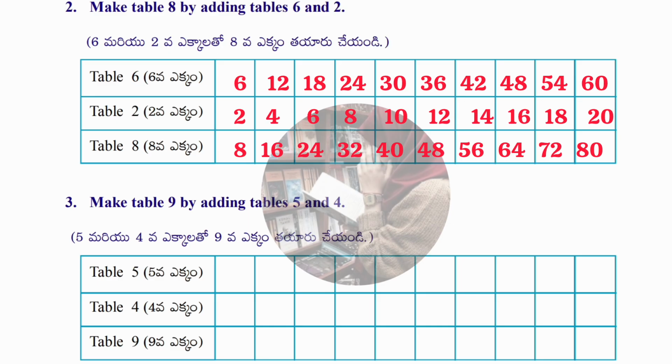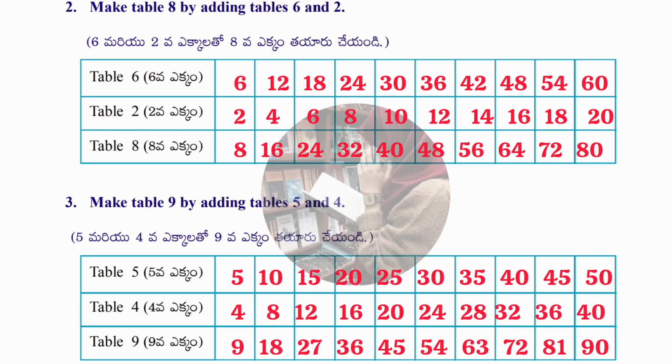Here we have to make the table of 9 by adding the 5th table and the 4th table. Okay, let's see. First we'll write down the 5th table, then we'll write the 4th table. By adding the 5th table and the 4th table, we'll get the answer of table 9. We'll start with table 5.